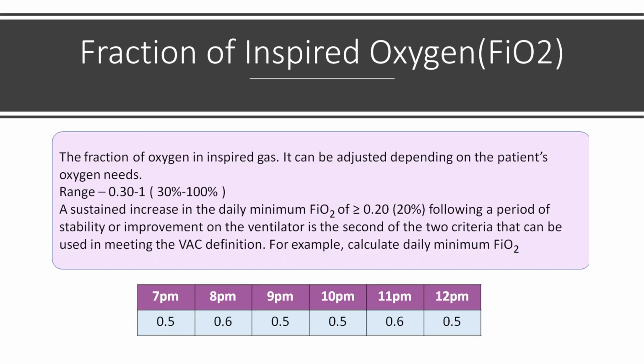Fraction of inspired oxygen. The fraction of oxygen is in inspired gas. It can be adjusted depending on the patient's oxygen needs. The range is 30 to 100%. A sustained increase in the daily minimum fraction of inspired oxygen of more than 0.2 or 20% following a period of stability or improvement is the second of the two criteria that can be used in meeting the ventilator associated events definitions. For example, calculate the daily minimum fraction of inspired oxygen.